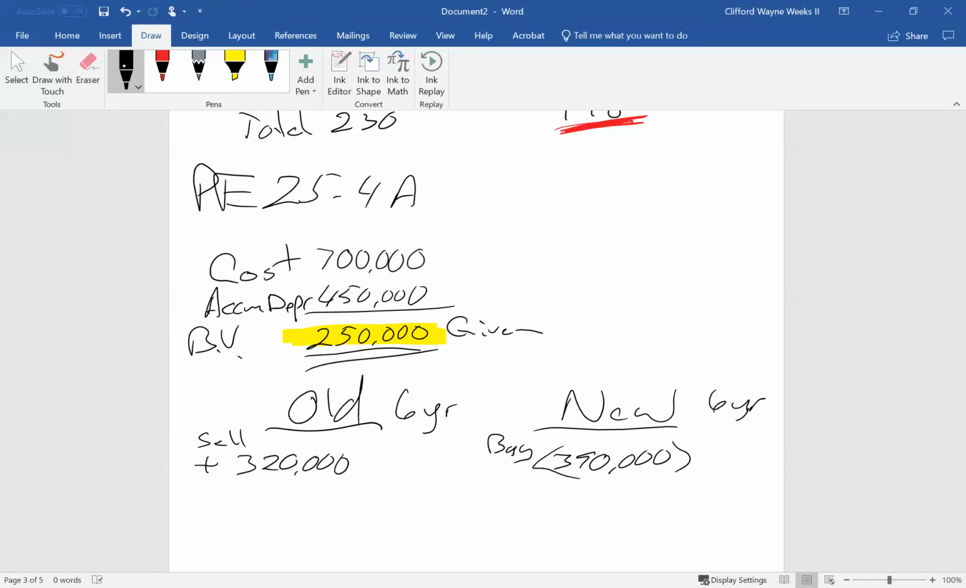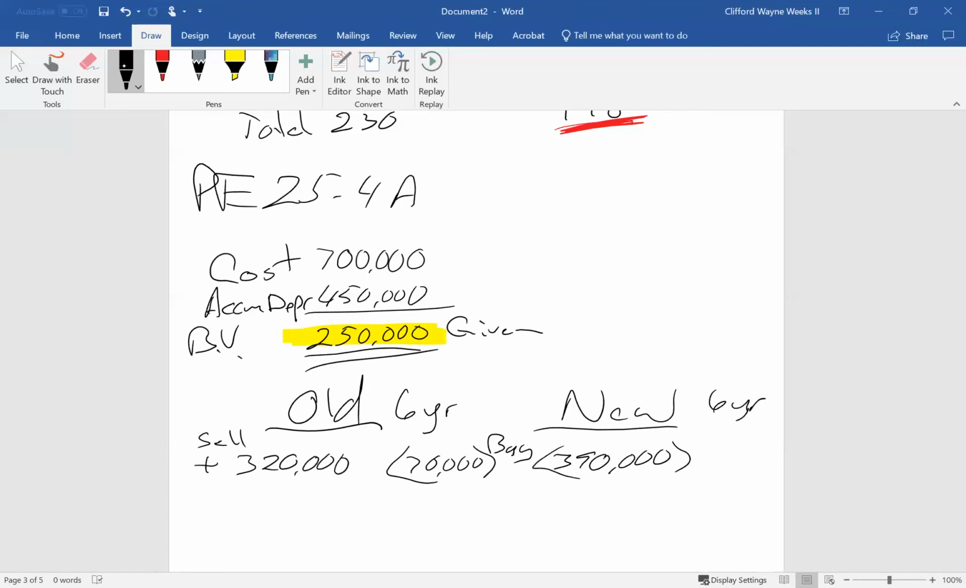And so in this case, really what we're doing is offsetting that cash expenditure of 390 with the 320. So basically, the net difference is a $70,000 difference. So we still have $70,000. Neither one of them has any kind of residual value at the end.